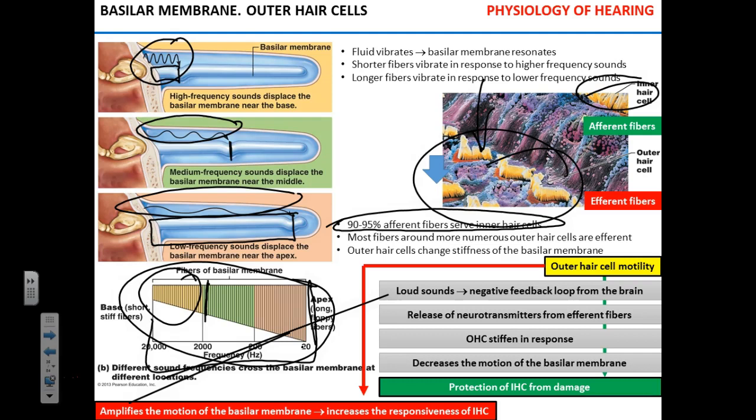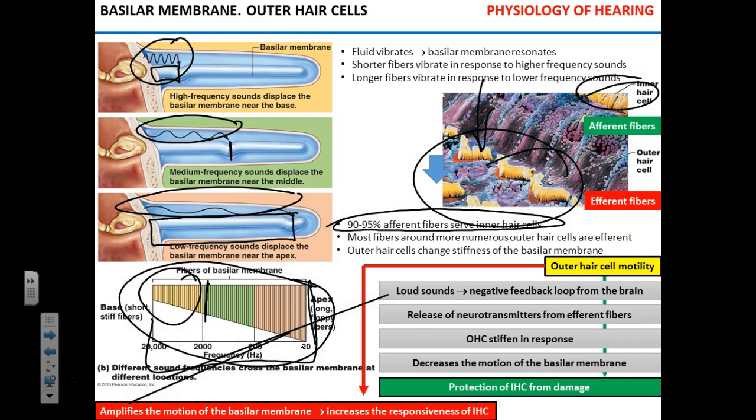Also high. If basilar membrane vibrates vigorously, how about the vibrations of stereocilia? Also high, right? Now think about this. There's more chance to cause mechanical damage to basilar membrane or to the cells if the amplitude is high. Does that make sense? Outer hair cells protect inner hair cells from damage.